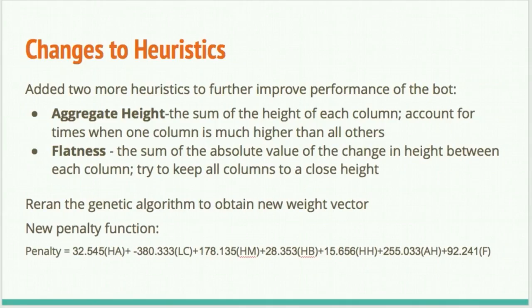So we went ahead and found two more heuristics that we wanted to add to the bot. The first one is aggregate height, which is just the sum of the height of each column, and this accounts for times when one column is much higher than all others. The second heuristic we added was flatness, which is just the sum of the absolute value of the change in height between each column. This tries to keep an overall flat board so you don't have too many columns with different heights. After adding these heuristics, we reran the genetic algorithm to obtain this new weight vector and get this new penalty function, which we then went on to use.